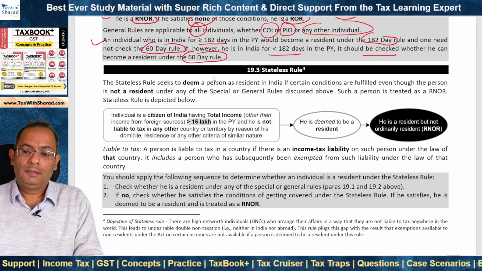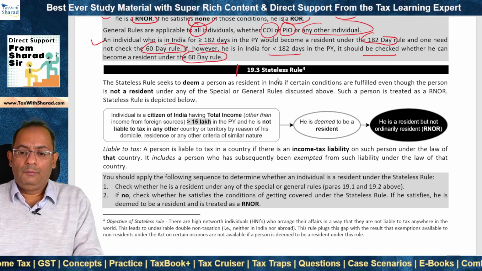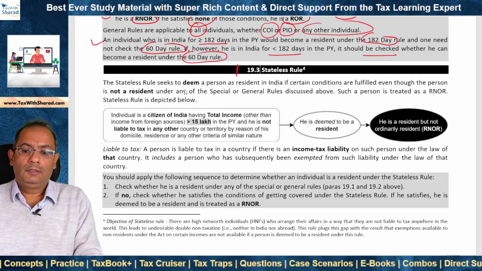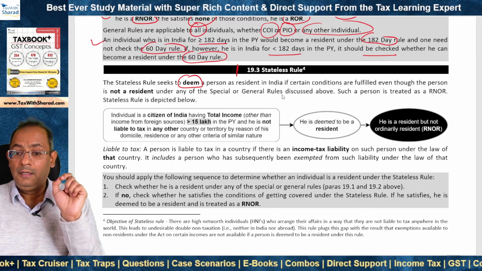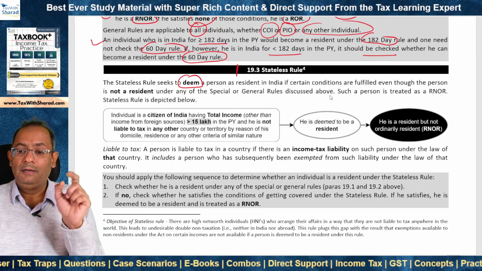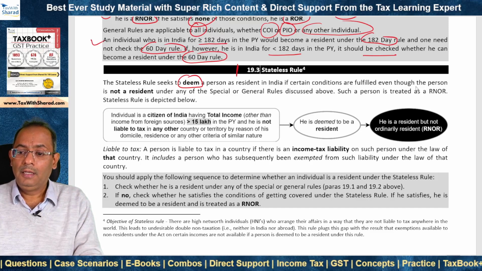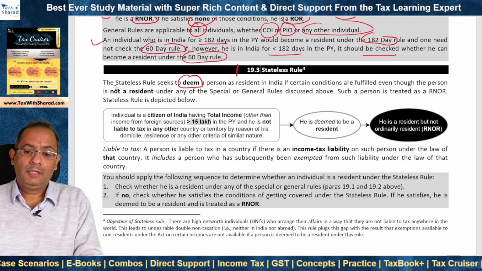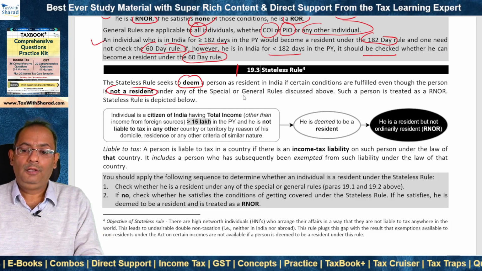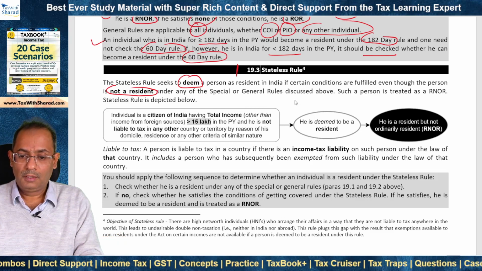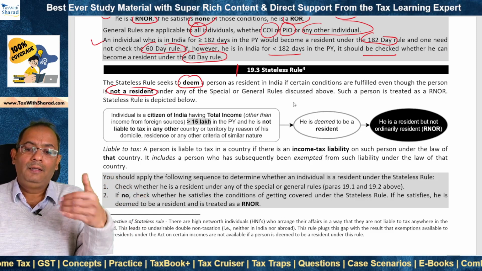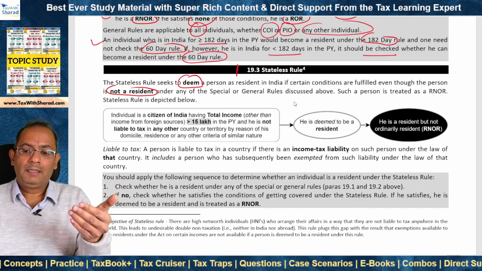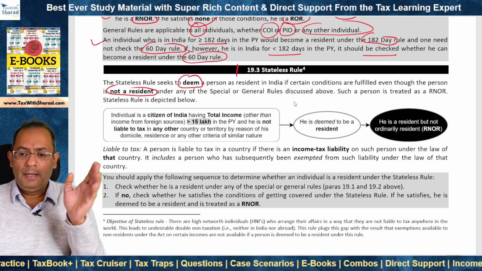Now we will look at the third category, which is the stateless rule. Now the stateless rule seeks to deem a person as a resident in India. It deems a person as a resident in India if certain conditions are fulfilled, even though the person is not a resident under any of the special or general rules which we discussed. So a person can be a resident under a special rule, in which case we need not check the general rule and the stateless rule.